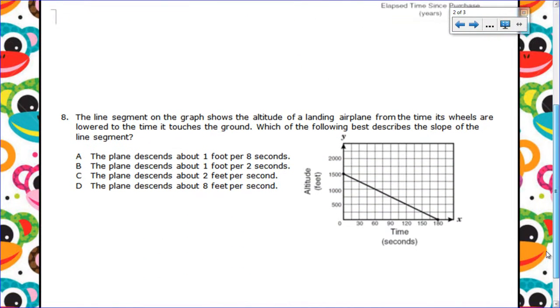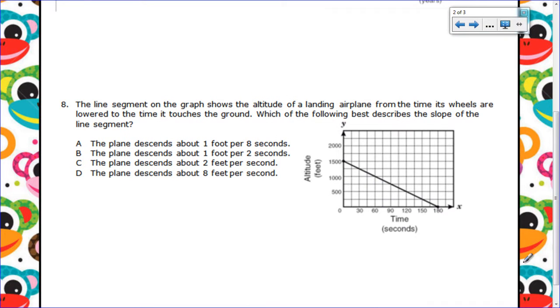So number 8. The line segment on the graph shows the altitude of a landing airplane from the time its wheels are lowered to the time it touches the ground. Which of the following best describes the slope of the line segment? Again, we need to find the slope. 2 pretty points, so here is one, and here is another.